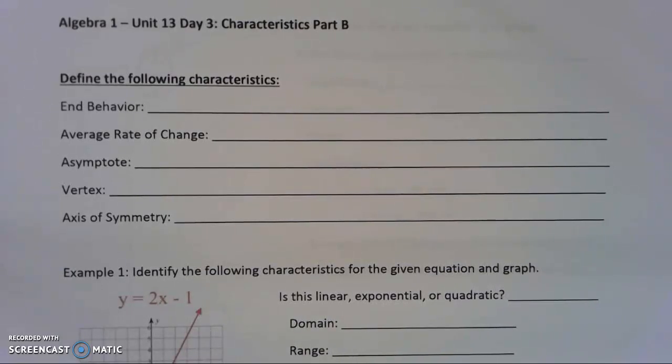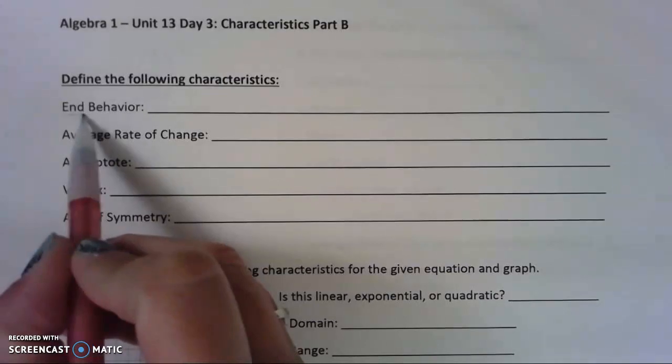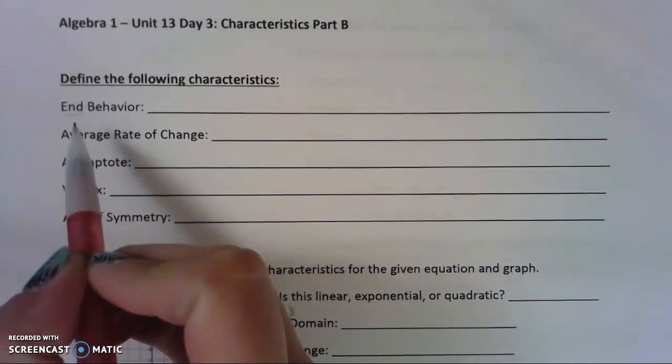The first thing we're going to do is just give a little bit of a definition or remind ourselves what each of these characteristics are. So when we talk about end behavior, remember we're talking about what's happening at the ends, the right and the left end of the graph.